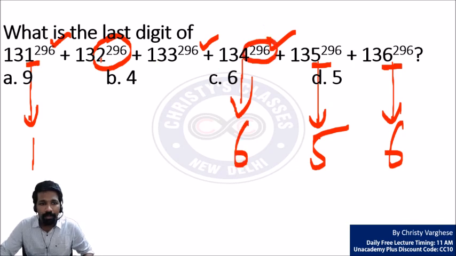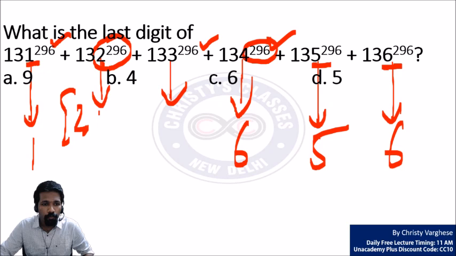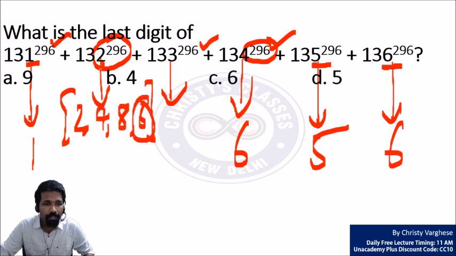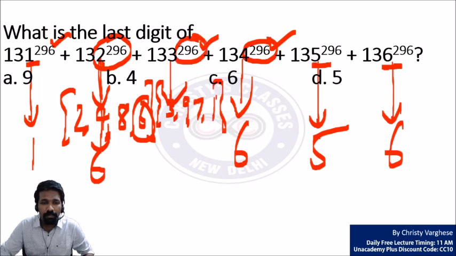Second type. Now the only two things you have to work a little hard on are 2 and 3 because they have 4 elements in the power cycle. You know that 2, 4, 8, 6 are the 4 elements in the power cycle. 6 is the fourth element. That is why this value 6 is the last digit. And for 3's power cycle, 3, 9, 7, 1 are the 4 elements. 296 is a multiple of 4. Fourth element is 1. So 1 is here.